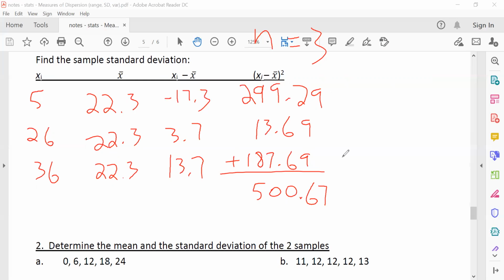Now we're going to add them all up. Again, we're not actually going to ever do this calculation. This is just me kind of demonstrating it. We're going to use the calculator for this.